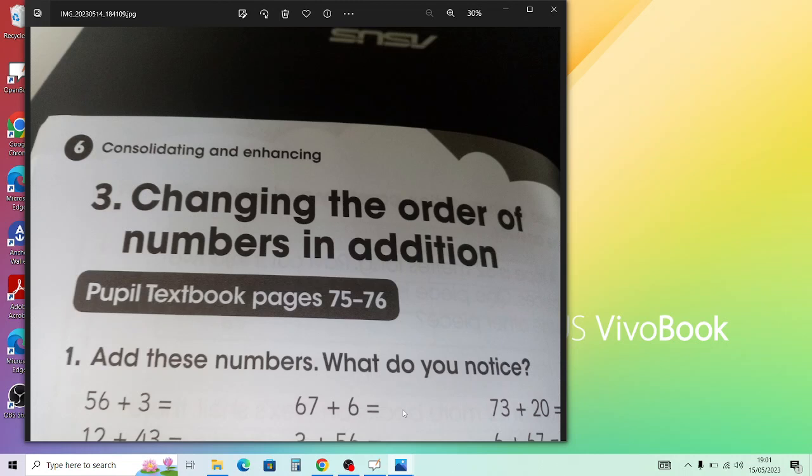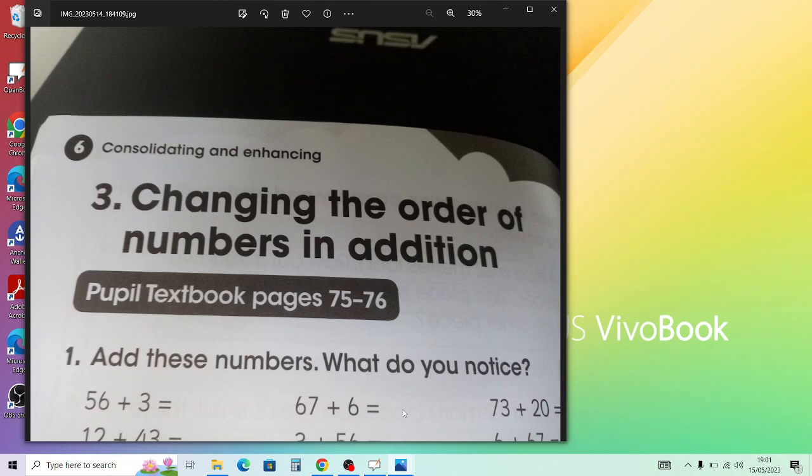And then moving on to section 3, which is changing the order of numbers in addition. So we've seen this before, you can add them in any order. 56 plus 3, or you can do 3 plus 56. Whichever order, normally it's easier to start with a larger number than a small number. But if there's not much carrying over, you can do it straight away. As I say, it's just a reminder you can do it either way, but you should be able to do it fairly straightforwardly.